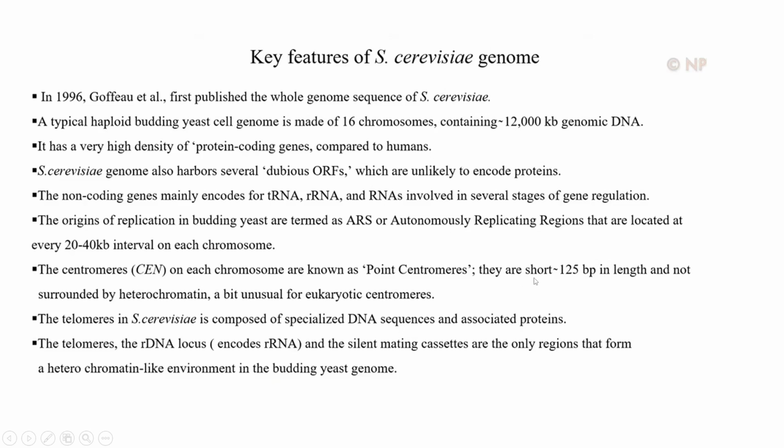Okay, so the centromeres are actually short, that is 125 base pairs in length only, and not surrounded by heterochromatin. Okay, so when we talk about the eukaryotes, such as humans, for example, the centromeric parts contain a higher amount of heterochromatin region. It does not code for any protein because that region actually does not code for any protein. Okay, the DNA region is very dense in that region.